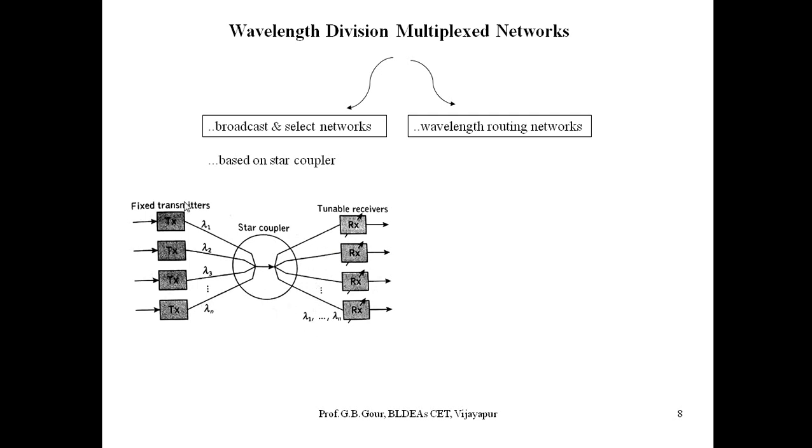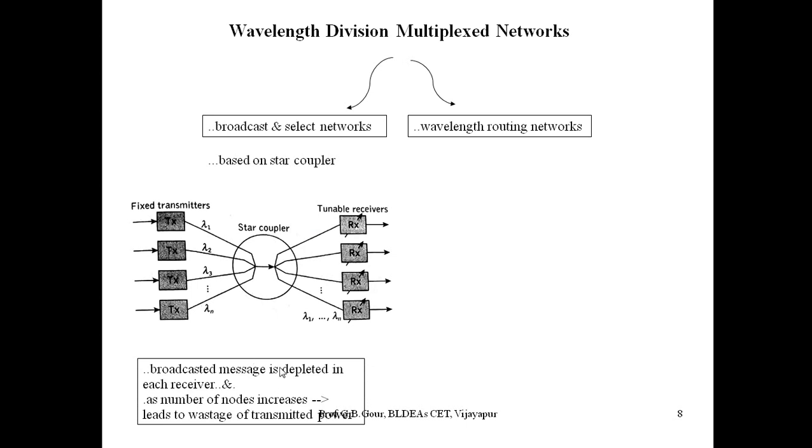But while doing so, the name itself is telling: broadcast and select. Here the power is fully broadcast from lambda 1 to lambda 1, and by the time it reaches the receivers, it will be decayed, or we lose a part of the information. So that is one drawback of broadcast and select networks. That's why it is said the broadcast message is depleted at each receiver. By the time it receives lambda 1 as lambda 1, or lambda 2 as lambda 2, its strength is reduced, and it reduces more if the number of nodes increases. This leads to wastage of transmitted power.